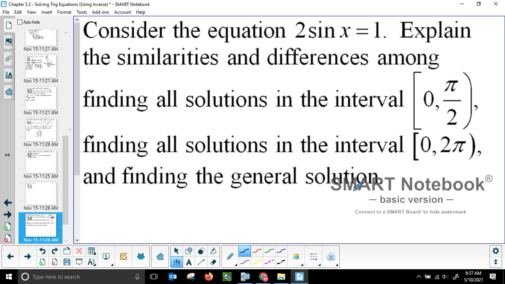And then it's just finding the general solution. The general solution is all solutions, where you do the plus or minus n times your period type thing. So go ahead and find the solutions for all three of those cases. And it says explain the similarities and differences. So just think about what's going on. Of course, some of the solutions are obviously going to overlap.